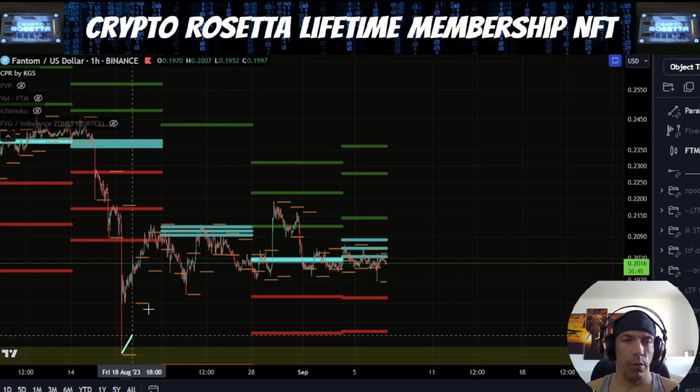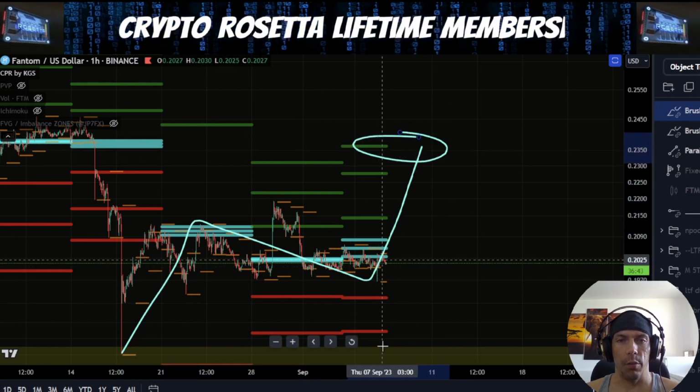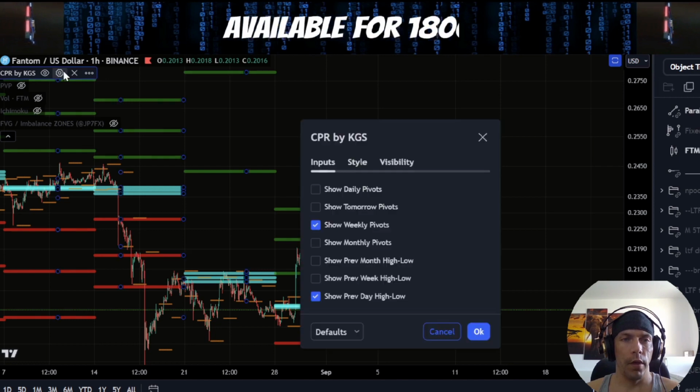So this would align with the idea of seeing something like this as a bigger ABC pattern, looking to bring us up into these zones. So that's why I'm looking out for that possibility.